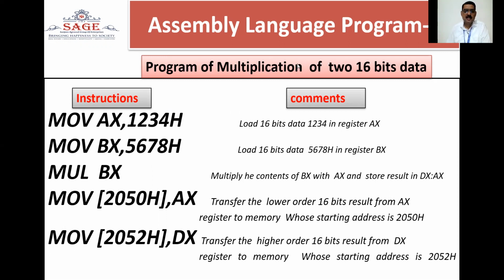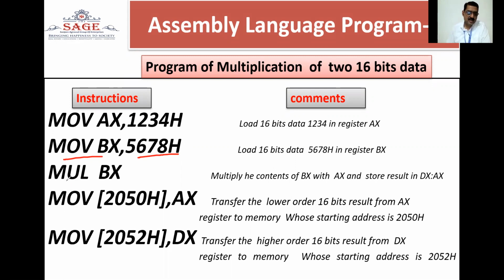And similarly, we use MOV BX, 5678H. This 5678H is the other 16-bit data, which will be loaded in register BX by using the MOV instruction. So now the two 16-bit data which we have to multiply are available in the AX and BX registers.